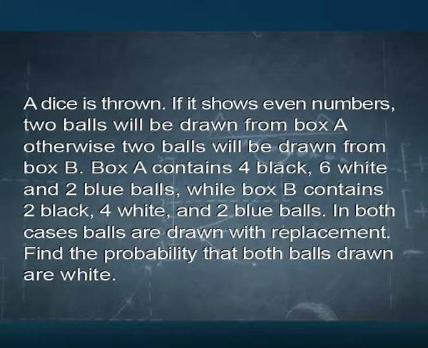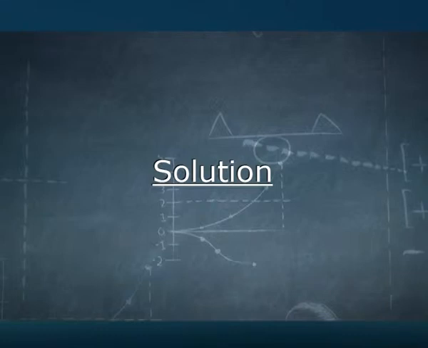A dice is thrown. If it shows an even number, 2 balls will be drawn from box A. Otherwise, 2 balls will be drawn from box B. Box A contains 4 black, 6 white and 2 blue balls, while box B contains 2 black, 4 white and 2 blue balls. In both cases, balls are drawn with replacement. Find the probability that both balls drawn are white. So we'll see the solution.